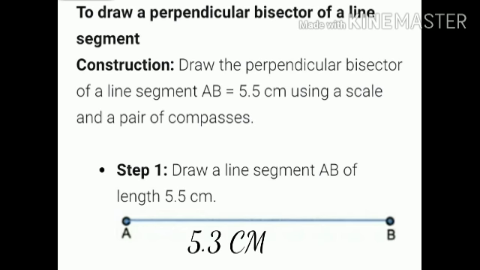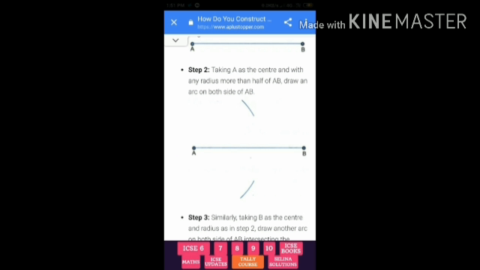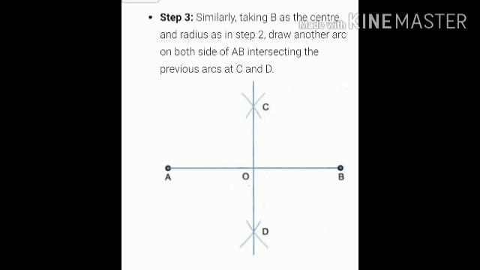For example, a line segment of 5.3 centimeters. First, we draw a line segment of 5.3 centimeters with the help of a ruler and name it A, B. Then take the compass with pencil and make arcs above and below the line segment from point A and point B. After that, the points where both arcs of A and B meet are joined by drawing a line between them. In this way, line CD is the perpendicular bisector of line segment AB.